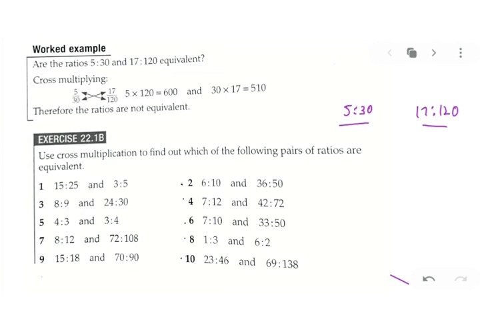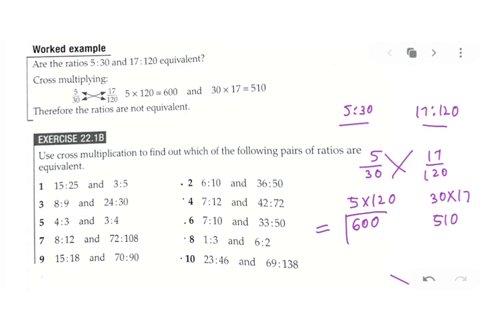These are the two ratios given to you. You have to find whether they are equal or not. For that, you have to write 5 is to 30 as 5 upon 30 and 17 is to 120 as 17 upon 120. You have to plainly cross multiply. That is, 5 will be multiplied with 120 and 30 will be multiplied with 17. You will notice that 5 into 120 is 600 and 30 into 17 is 510.